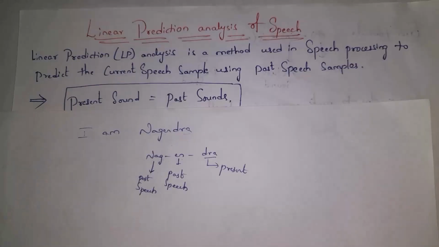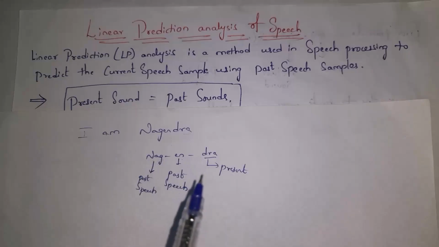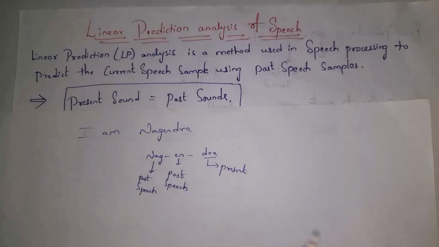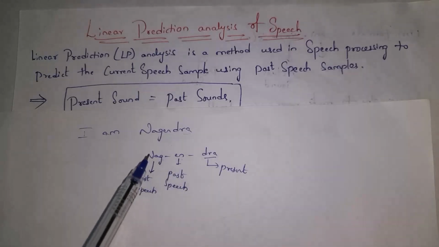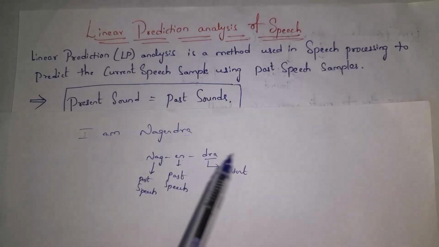For example, let's say I'll speak, "I am Nagendra." Whenever I speak "Nagen", "dra" is automatically predicted. So, we call this "dra" as present sound, and this present sound is predicted by using past sounds. They are "Nag", "en". So, linear prediction analysis will predict present sound based on past sounds.